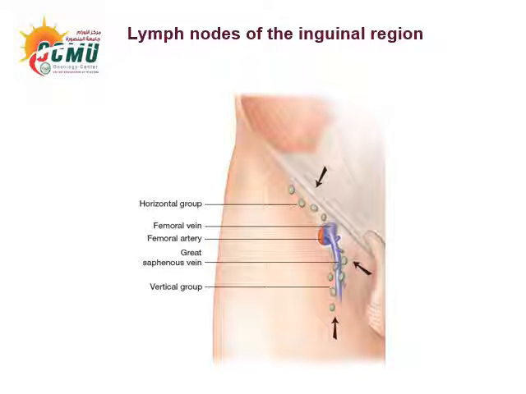What about the lymph nodes of the inguinal regions? We have also two groups, horizontal and vertical group. Horizontal group along the inguinal ligament, which starts from pubic tubercle to anterior superior iliac spine. Vertical group, we have also superficial and deep group. Superficial group along with the great saphenous vein, and deep group beside femoral vein in the femoral canal.